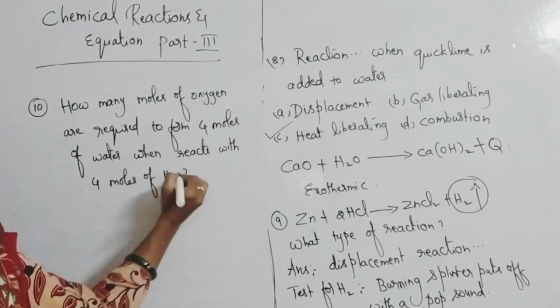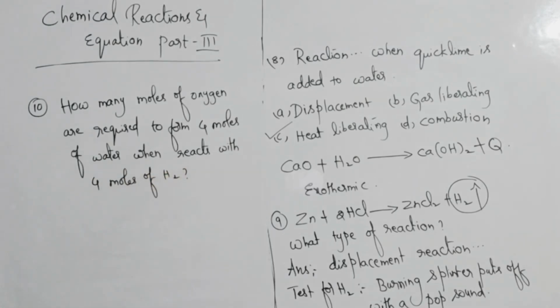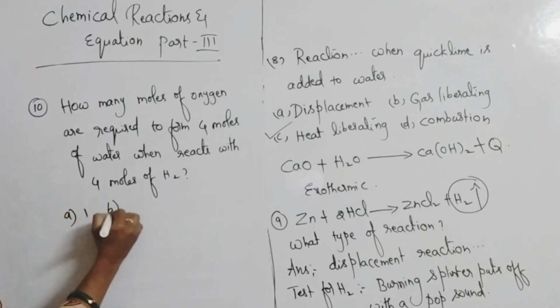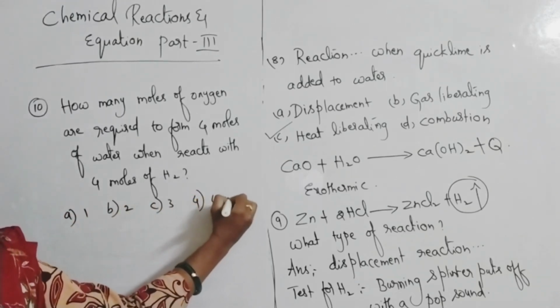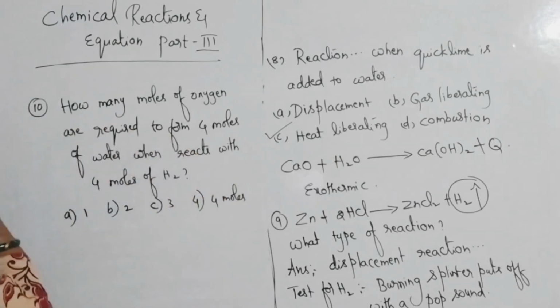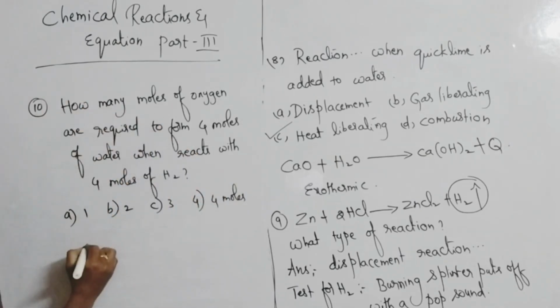Okay, this is your question. You have to write the balanced equation. Options are given: A 1 mole, B 2 moles, C 3 moles, D 4 moles. So you write the balanced equation. How many moles of oxygen are required?